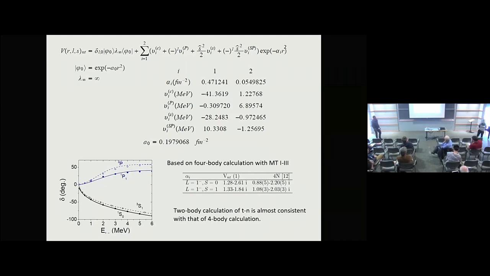Which is the neutron-triton potential? This one. It's a Gaussian. Yes, it's a Gaussian, with some operator forms you can see here. You can reproduce that. Okay, perfect.